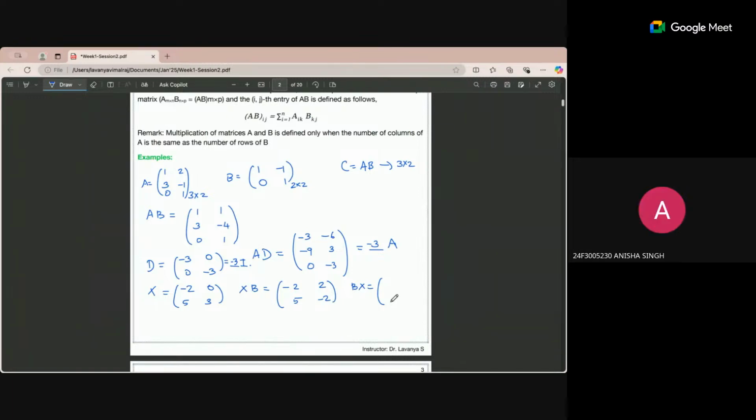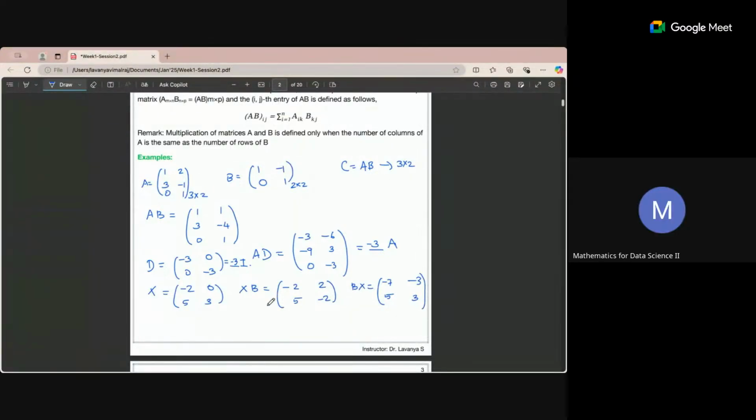Minus 7. Okay, minus 7, minus 2, minus 5. Yeah, minus 7, and then here 3. Minus 3. Yeah. 5. Yeah, 5. 3.